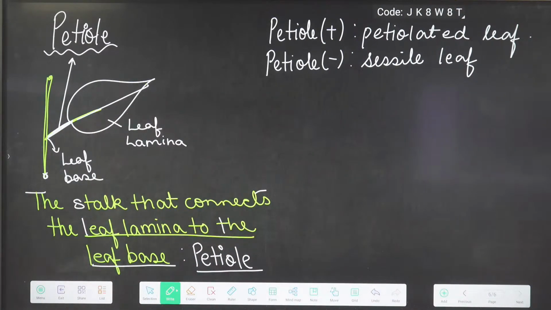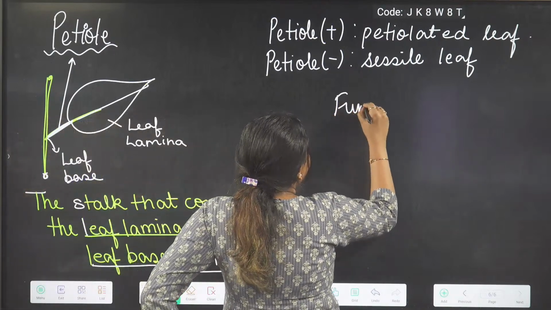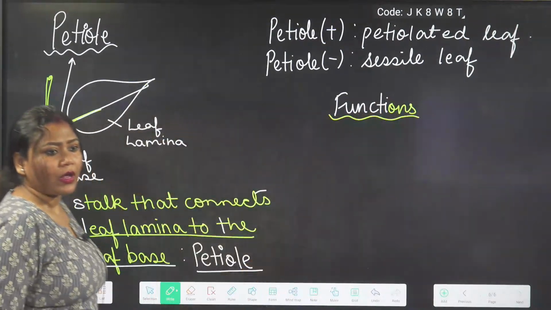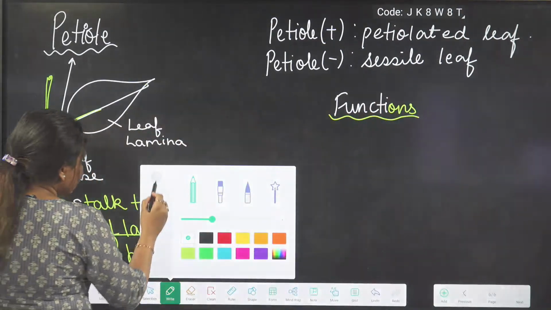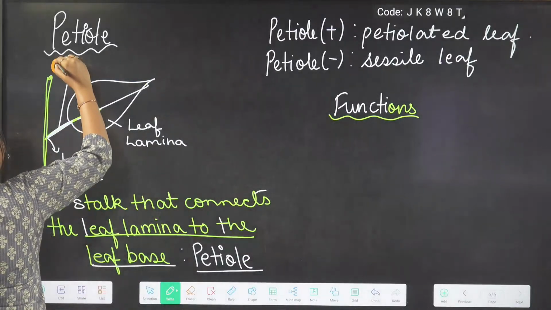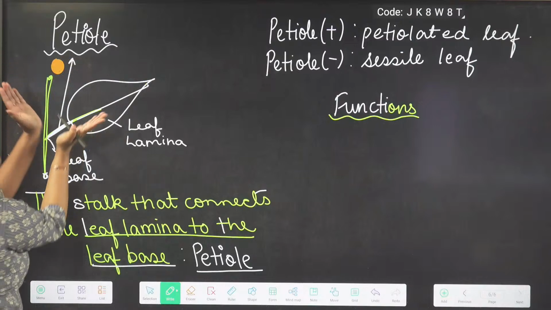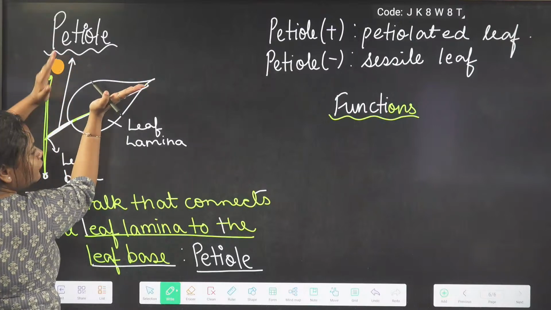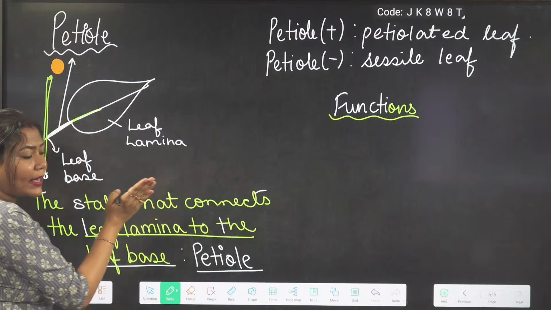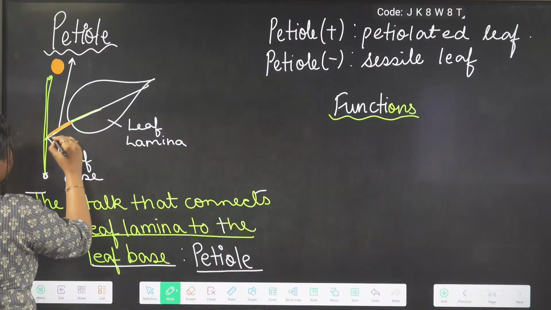Okay, now what are the functions of petiole? Now, what is the petiole doing? Suppose over here there is sunlight. What is the petiole doing? The petiole is holding the leaf to the sunlight. Yes or no? Okay. This is your petiole. It is the stalk.